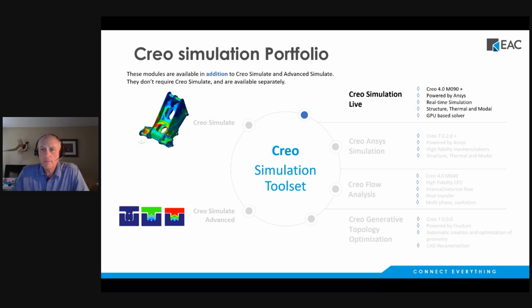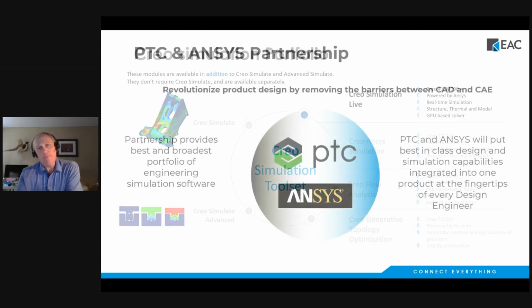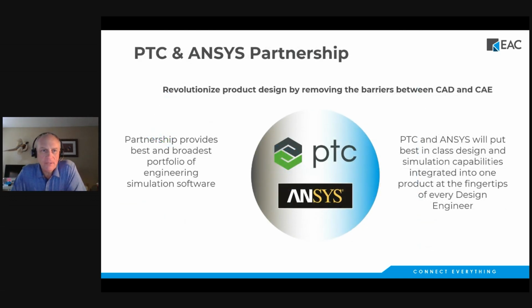So that came online as of Creo 4, date code M090, as you can see there, and that's powered by ANSYS. So that's a result of the relationship between PTC and ANSYS and the integration of the tools together to give us access to this simulation toolset. I kind of stole my own thunder from this slide here, but the PTC and ANSYS partnership really is best in class in simulation tools and product development tools, CAD tools, bringing those tools to the desktop for the engineers so they can have those design, development and simulation tools right at their fingertips.